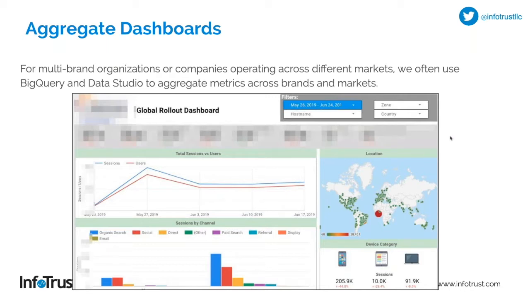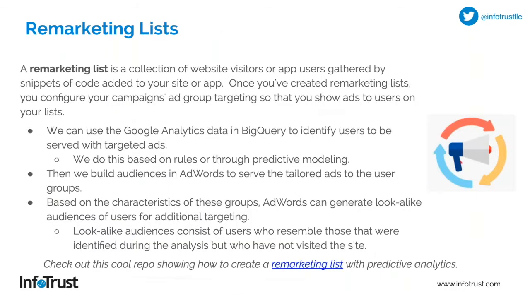Cool. Okay, so the next example is around remarketing lists. So a remarketing list, just to make sure we're all on the same page, is a collection of typically cookies that we want to target with a specific marketing message.